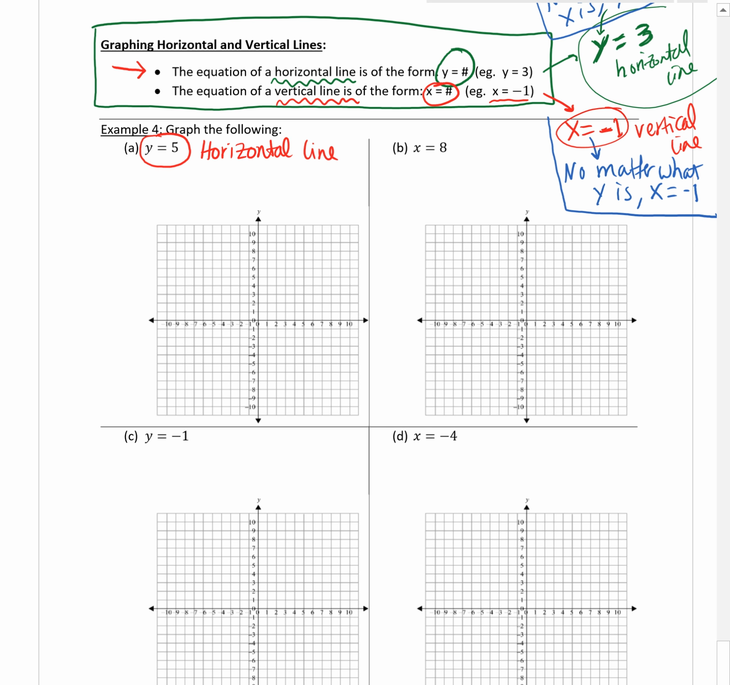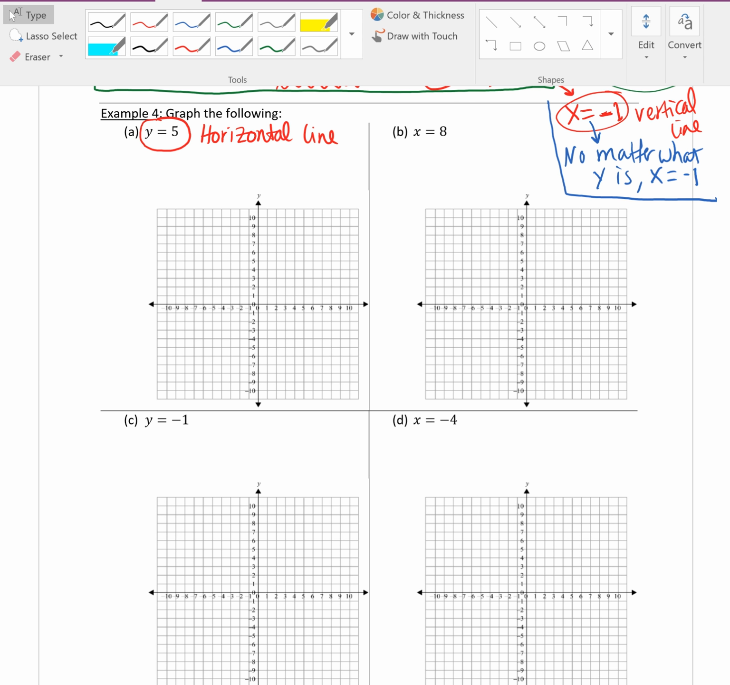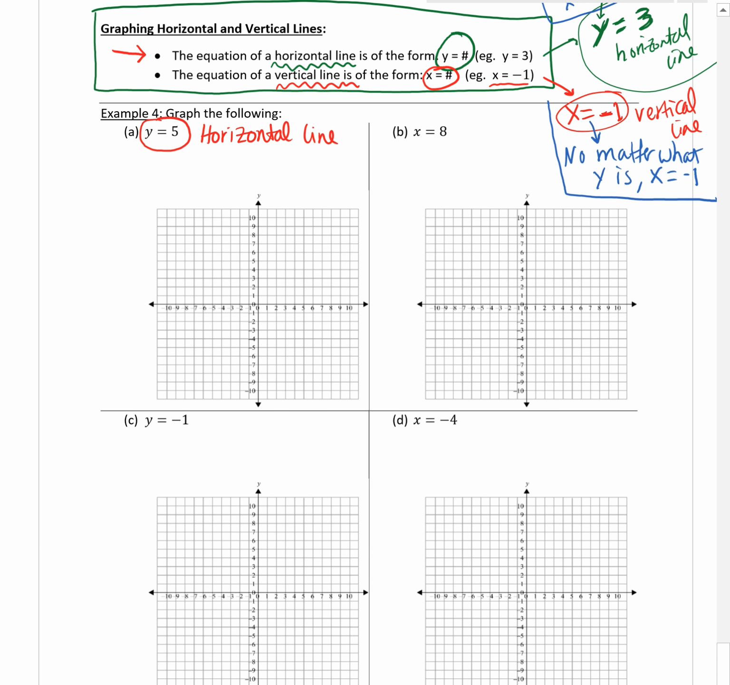And it's confusing because if you think about it, the y-axis is a vertical line. But if you have y equal to a number like y equals 5, that's a horizontal line. So it's kind of the opposite of the axes. The x-axis is horizontal, but x equals a number is a vertical line. The y-axis is vertical, but y equals a number would be a horizontal line. It's confusing. But once you memorize which one's which, when y is there, it's horizontal. When x is there, it's vertical.